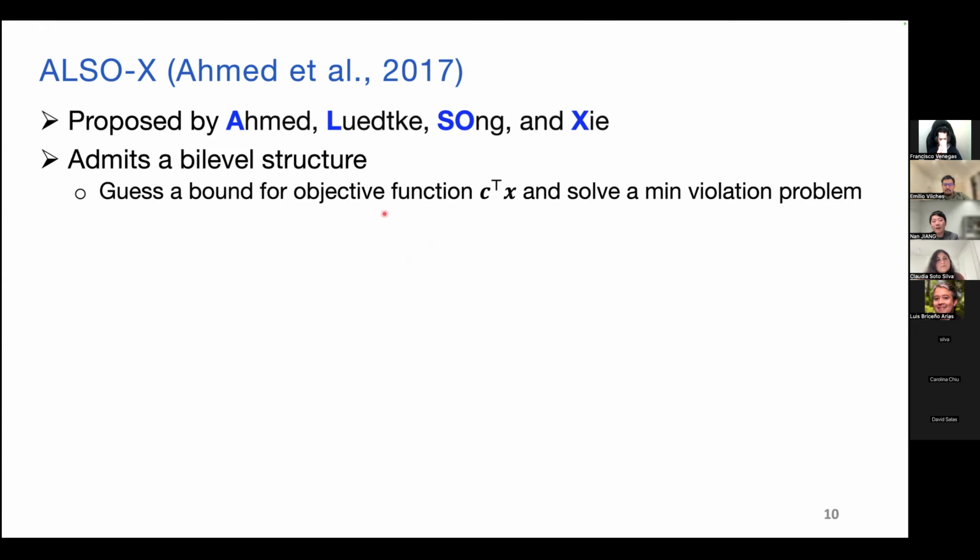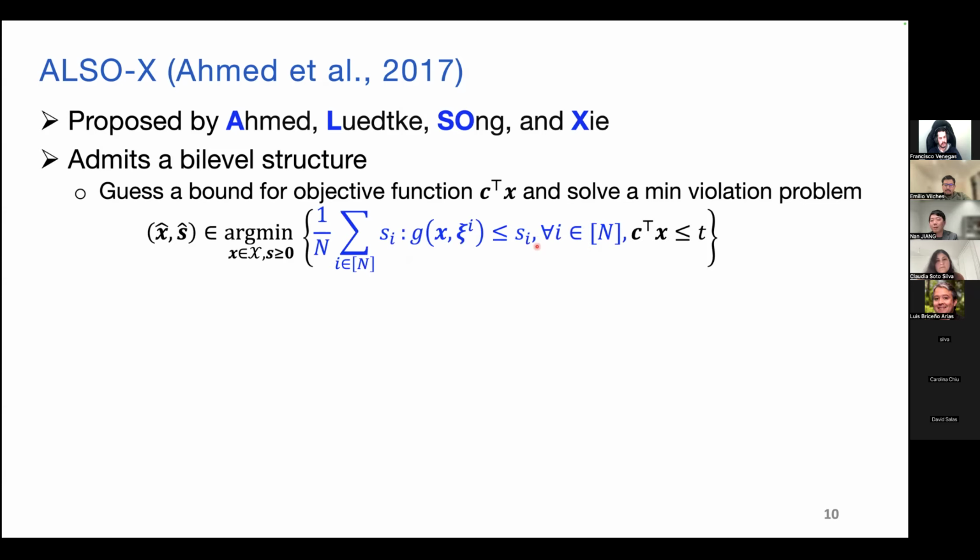So the basic idea is like this. We are going to guess a bound for the objective function c transpose x, and then we are going to solve the minimization problem. So what's this? It's actually, we are going to guess the T here. This is the guessed bound right now. And then we are going to solve this kind of problem. For each constraint, we are going to have the s value. s is non-negative. You can think about s as the violation. And then we are going to minimize their average violation. This is for a given T.